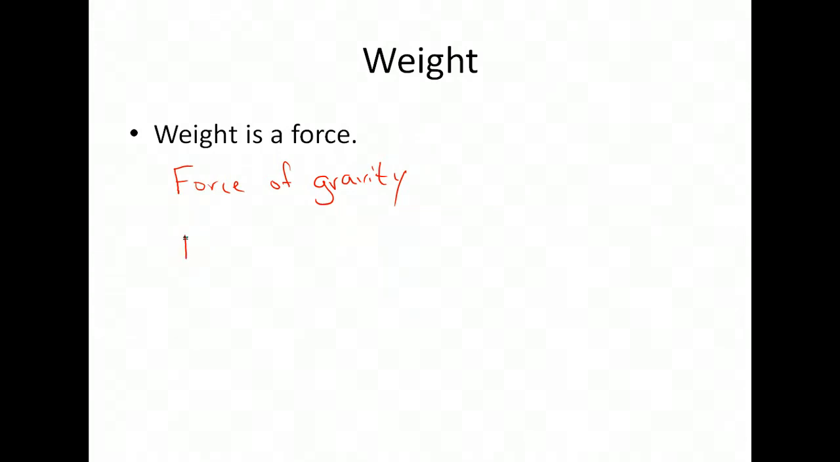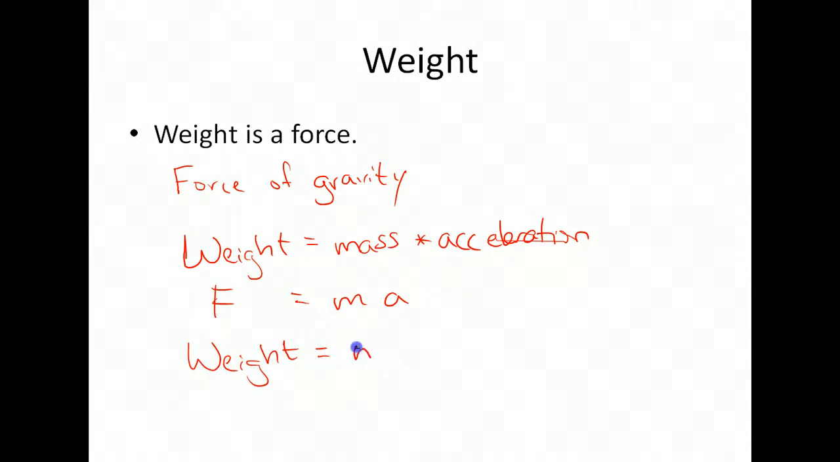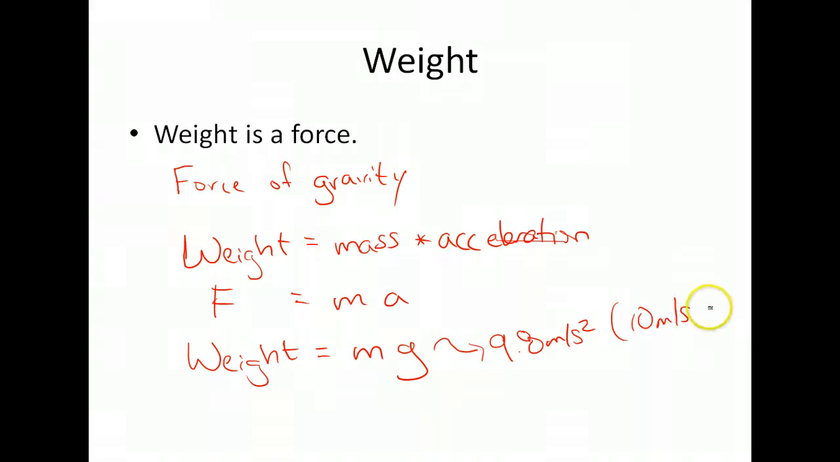And since it's a force, we can say weight is equal to mass times acceleration, just like we can say force equals mass times acceleration. Except in this case, weight would be equal to a specific acceleration. It would be the acceleration due to gravity. So sometimes we'll just say mass times the acceleration due to gravity, which is 9.8 meters per second squared. Sometimes we round it to 10 meters per second squared.